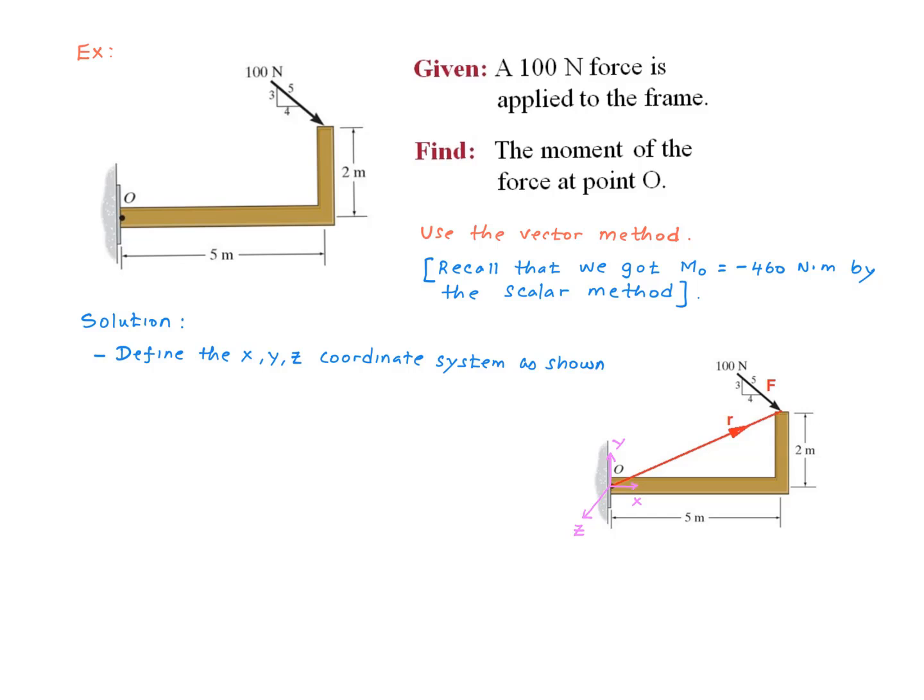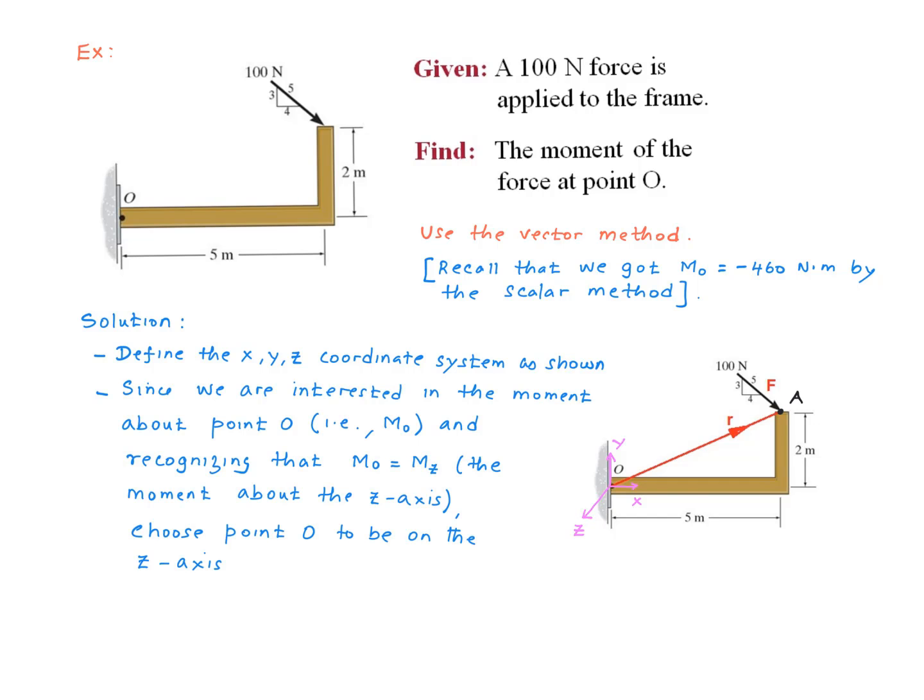So you hold your fingers going from x to y, and then your thumb will tell you the direction of the z-axis, right? Our next step is to define this vector r. So to do that, we have to define 2 points, point O and point A, and point O should be chosen on the axis about which we are interested in finding the moment. We are interested in finding the moment about point O, which we know is actually a moment about the z-axis, right? And therefore, point O should be taken on the z-axis.